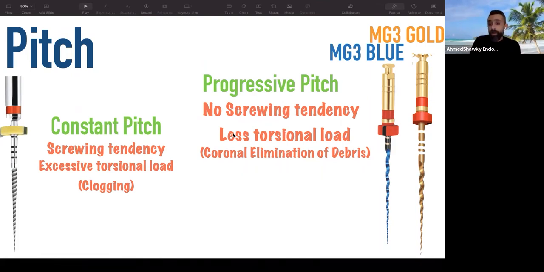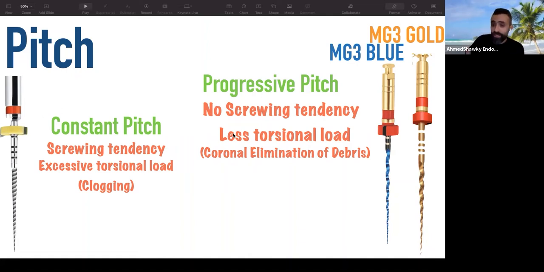So nowadays in MG3 blue and also in the gold, we have progressive pitch, smaller distance between the apical flutes and gradually increasing in the coronal part as we reach the D16. So we don't have any more that screw in tendency. We don't have pushing down the debris beyond the apex with post-operative pain.